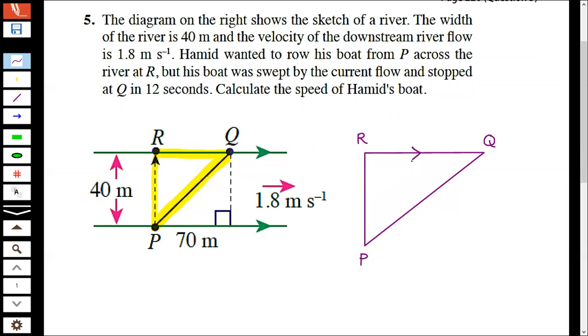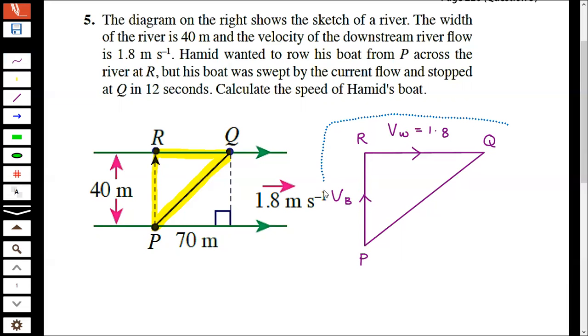This is your water current, which I label VW. W stands for water. So VW is 1.8; the velocity of the water current is 1.8. This one is the velocity of the boat, which I can put as VB.